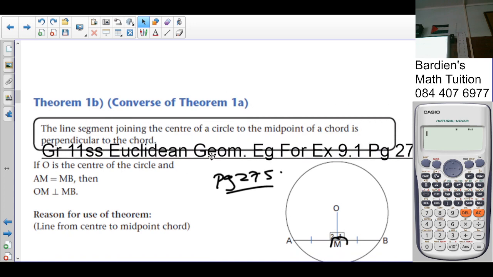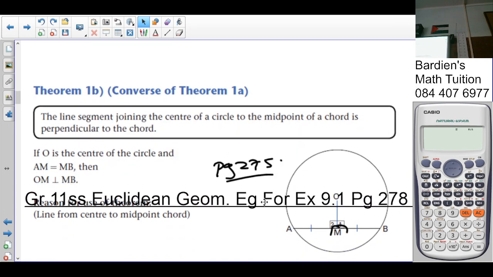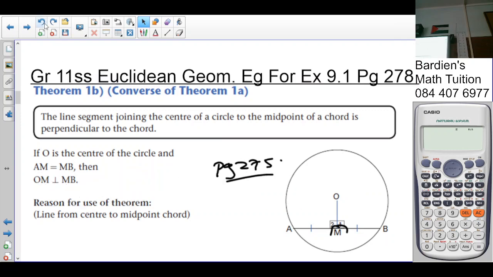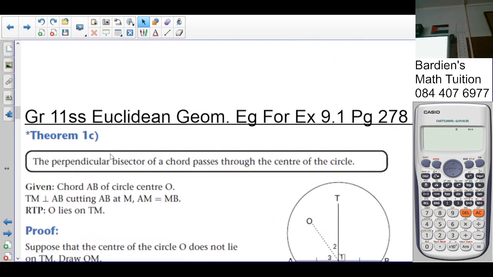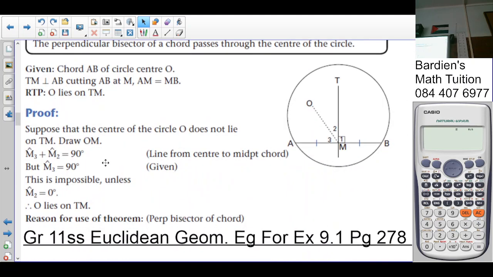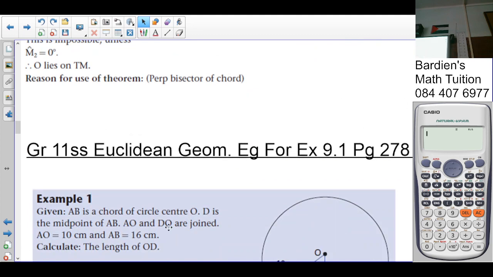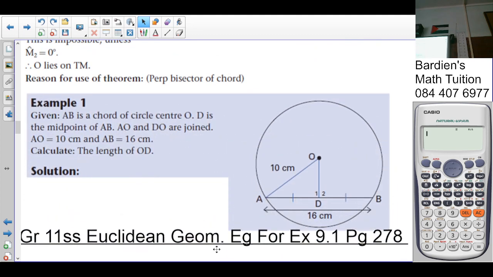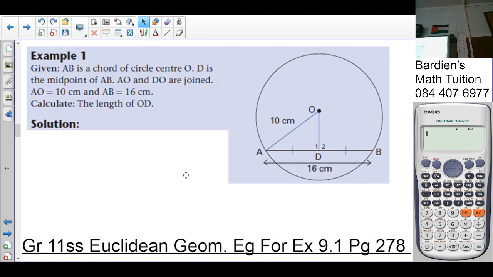We spoke about 1b. 1b is the converse of 1a, which is the reverse, and that's on page 275. Okay. We spoke about 1c as well. Alright. So now we're looking at example 1, and example 1 is on page 277.